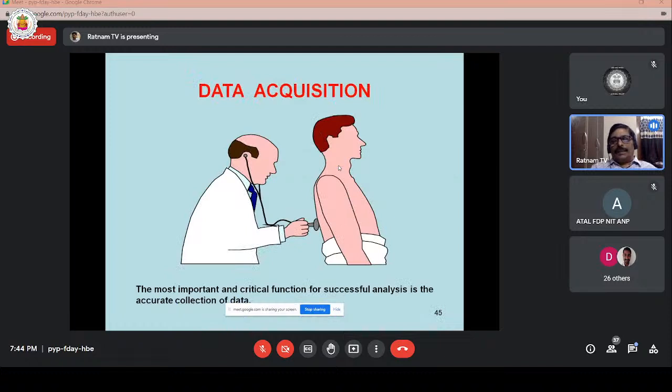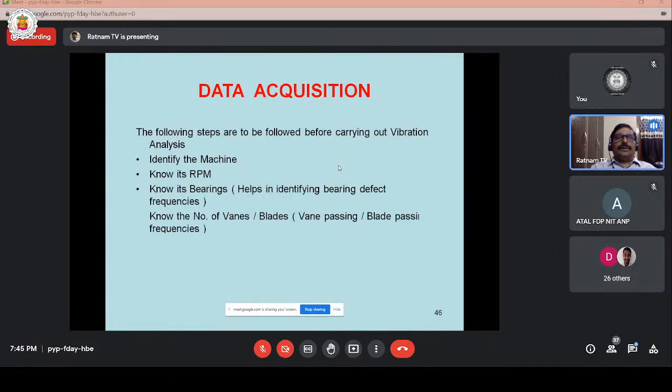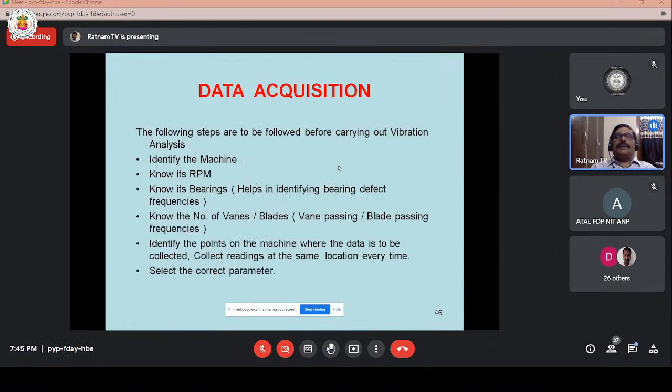For any vibration condition monitoring, data acquisition is most important and critical for successful analysis, and therefore we need to collect accurate data. What are the steps involved in carrying out vibration analysis? First, identify the machine and collect the machinery parameters like speed in RPM, power rating, type of bearings used, and whether a gear train is used in the machine.